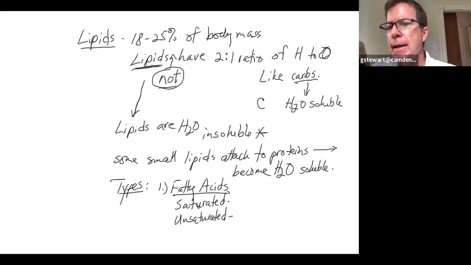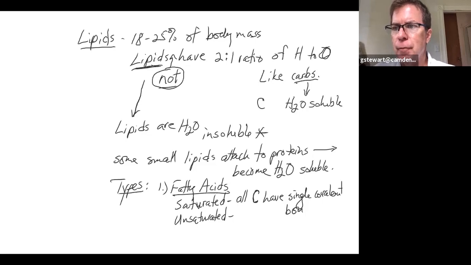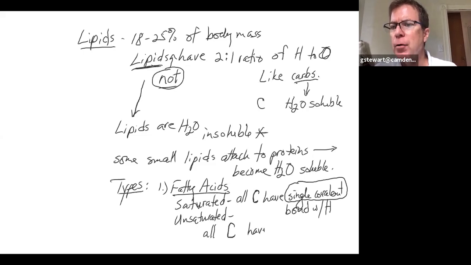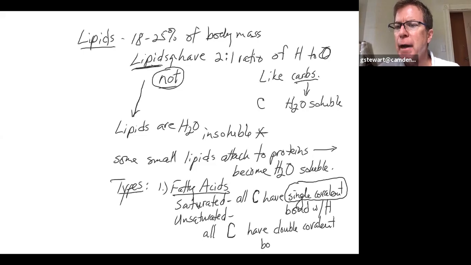Saturated, chemically, what that means is this. All carbon molecules, so I just wrote a big C, have a single covalent bond with hydrogen. And the key word is single covalent. When a fatty acid is unsaturated, all carbon molecules have double covalent bonds with those hydrogens. That dictates a little bit how they behave, what they can do and can't do. I'm not going to go into that. I just want you to know the difference between what saturated means and unsaturated. I'll circle double covalent bonds as well.